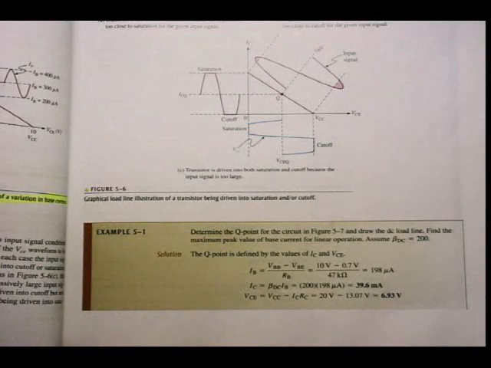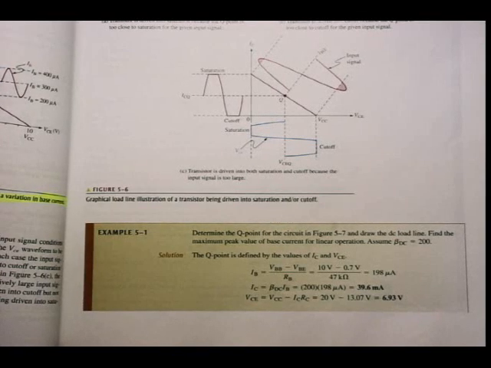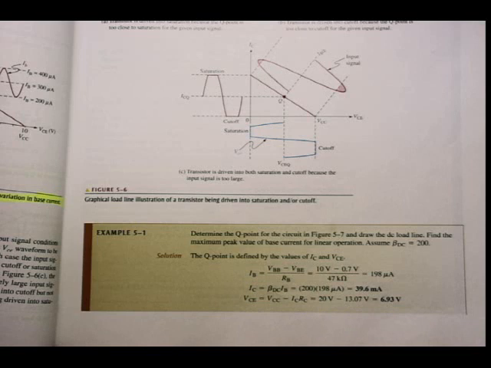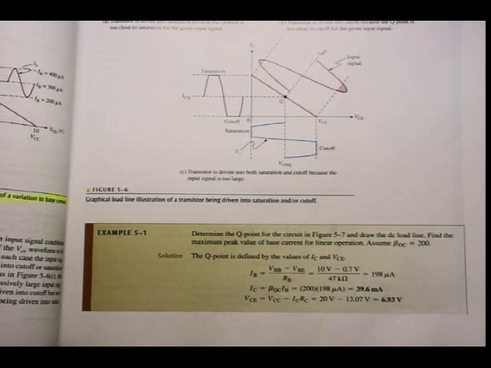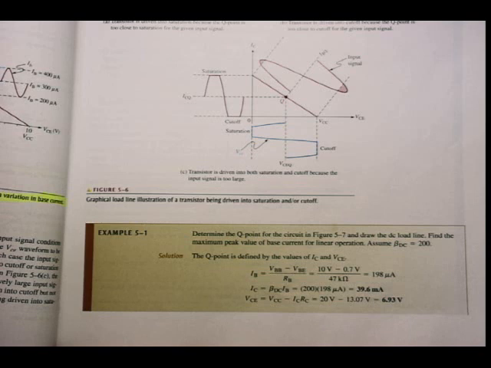At the bottom of page 221, I can see the Q point is defined. What is it defined by? Values of IC and VCE. Remember, it's on the axis of IC and VCE. In other words, I know these formulas. IB is equal to VBB minus VBE over RB, a combination of Kirchhoff's and Ohm's laws. If I look at the circuit, I can see that the VBB supply is 10 volts. I know VBE is approximately 0.7. That's an assumption that we make. Divided by RB, 47 kilo ohms. So I get an answer of 109 microamperes.